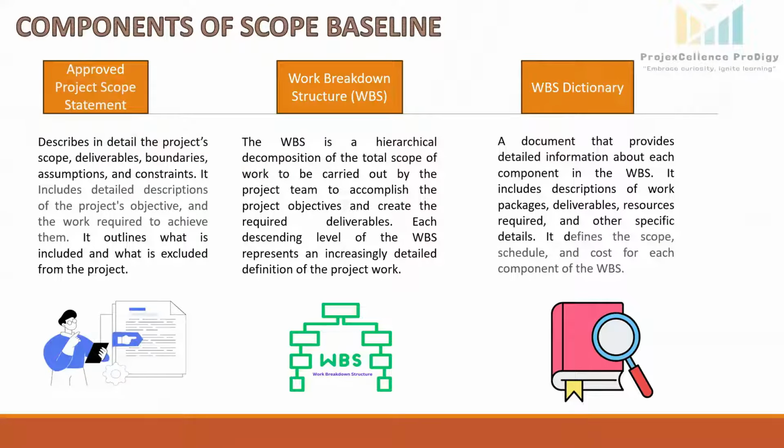Components of the scope baseline. As the definition says, the scope baseline has three components: the approved project scope statement, the WBS, and its associated WBS dictionary. The project scope statement describes in detail the project's scope, deliverables, boundaries, assumptions, and constraints. It includes detailed descriptions of the project's objective and the work required to achieve them. It outlines what is included and what is excluded from the project.